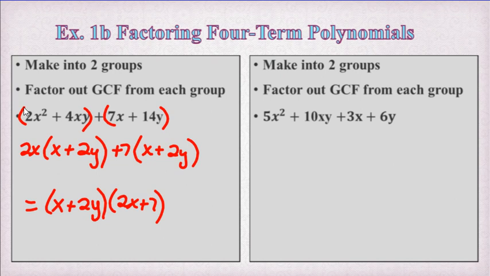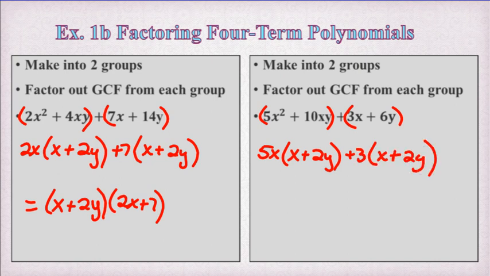Third problem. Group again. So now I can take a 5x out of the first binomial. That leaves me with an x plus 2y. On the other one, I can factor out a positive 3, and that leaves me with an x plus 2y. And in my answer, I have x plus 2y, and on the outside, I have 5x plus 3.